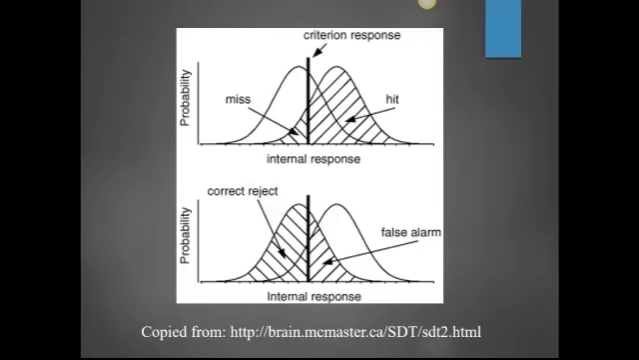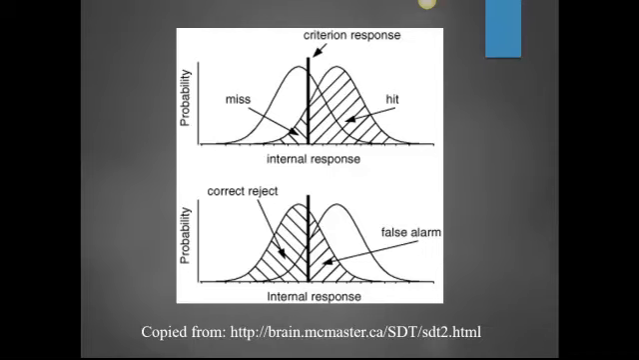In this graph, you can see the noise distribution on the left and the signal plus noise distribution on the right, and we have our criterion response. So you can see there are the hits, and then there are the misses. And then we also have false alarms in the bottom and correct rejections as well as part of the noise distribution. So at the top, we're looking at the signal and noise distribution, and at the bottom, we're looking at the noise distribution where there is no signal.